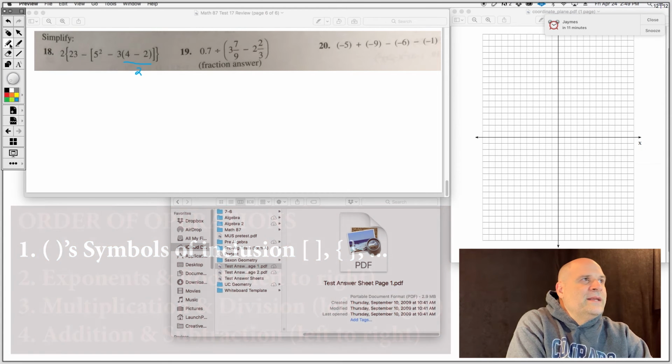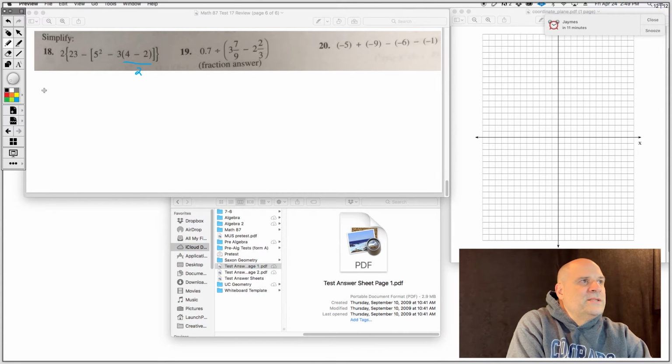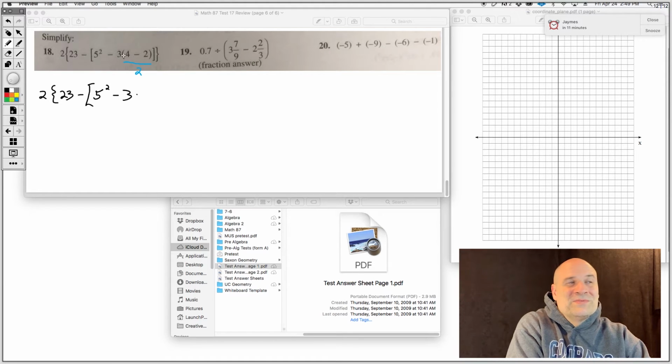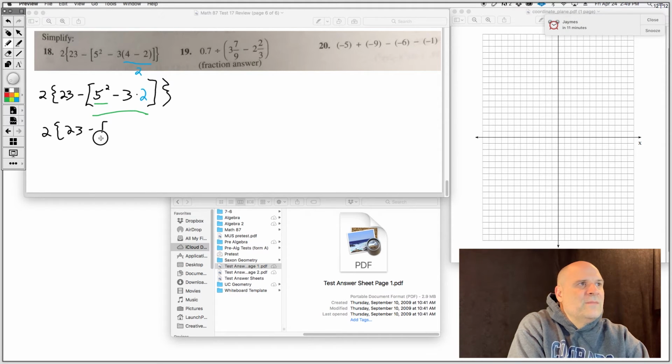So let's just rewrite it here just to be safe. 23 minus 5 squared minus 3 times, because remember when it's right next to a parentheses, it means multiplication. All right, let's do the next parenthesis. Well, the next parenthesis is this guy right here. So inside of here, we're gonna do that exponent first. So rewrite everything, 2 times 23 minus, all right, 25 minus 3 times 2.